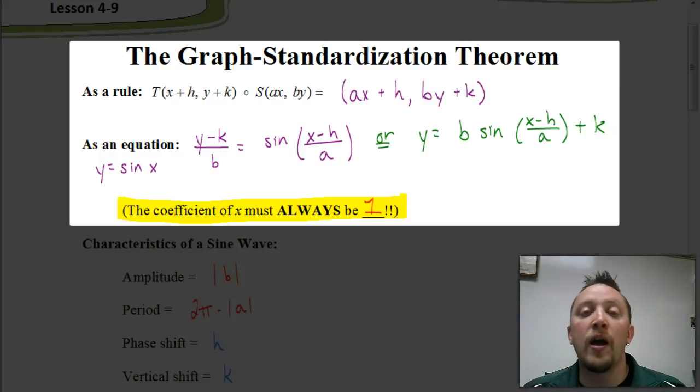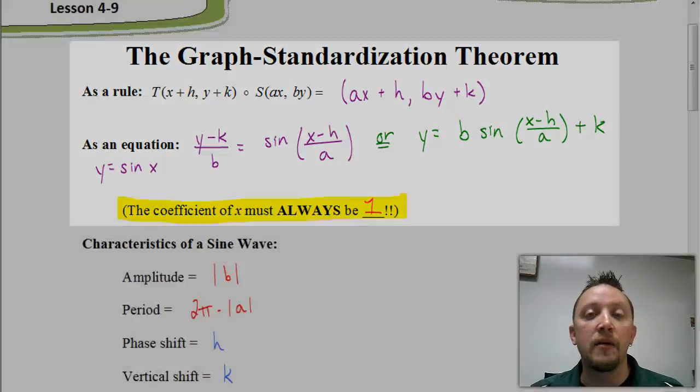Now there's one thing that we always have to remember with these problems, and that is that the coefficient for x always has to be 1. If it's not 1, we have to do a little work ahead of time of factoring out in order for us to get that coefficient to be back to 1. And you'll see an example in a little bit where we're going to have to do just that.